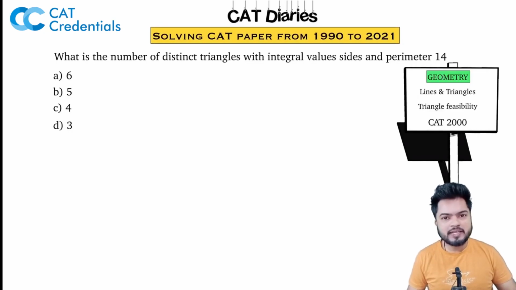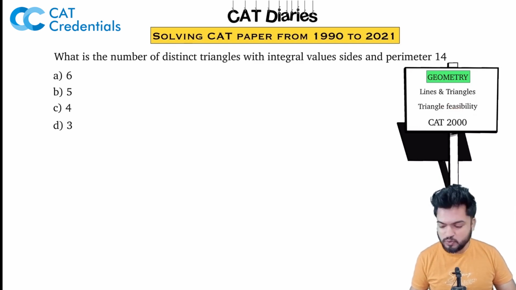So in CAT Diaries we'll be solving CAT problems from the year 1990 to the year 2021. And in this section of CAT Diaries we'll be solving problems from geometry. Even in geometry we'll start with the topic of lines and triangles. And in that we'll start with the type of triangle feasibility.